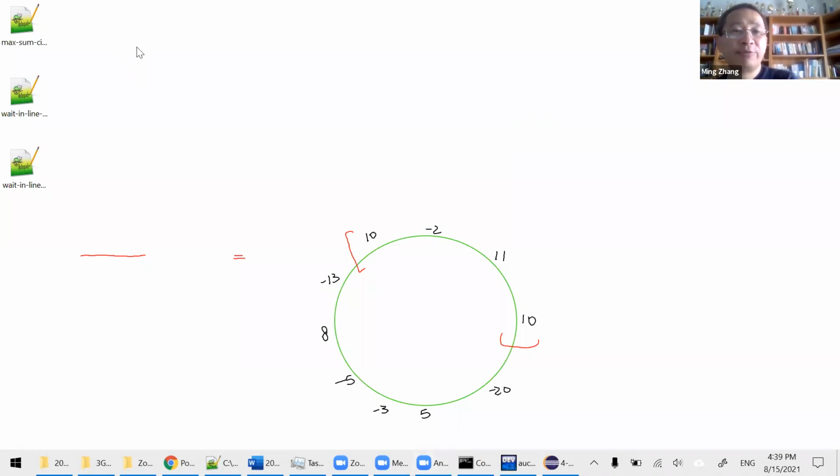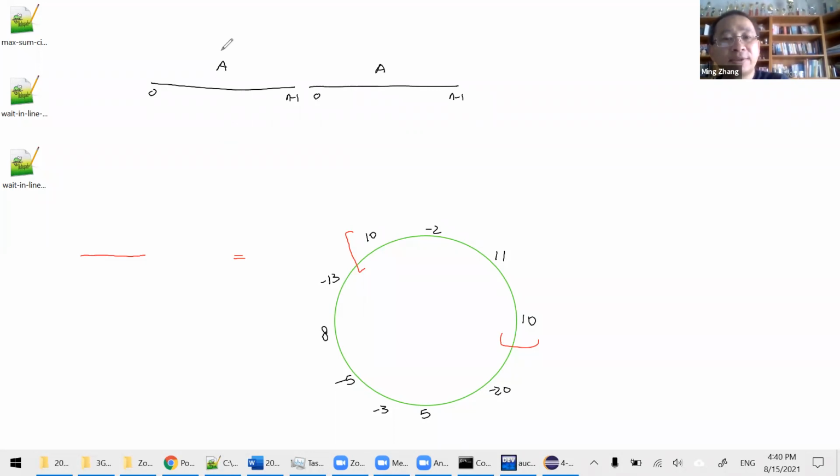Suppose this is the array A here. It goes from 0 to n minus 1. And we're going to double, so make another copy here. This is the copy, still goes from 0 to n minus 1. Now we're going to find out the max subarray no more than size n.